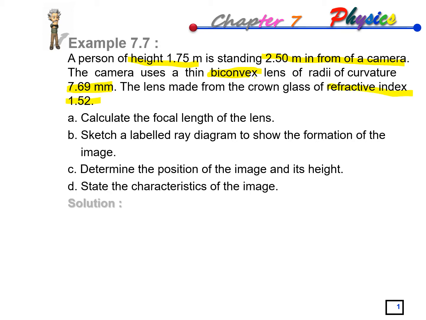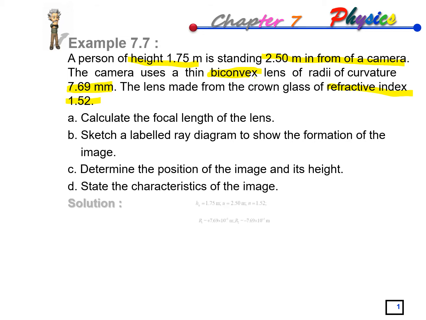They want you to calculate the focal length of the lens, and then B, sketch a labeled diagram to show the formation of image, and then C, determine the position and height of the image, and the characteristic.